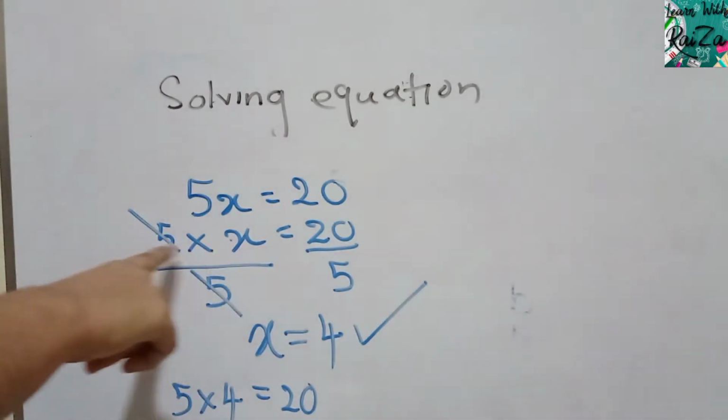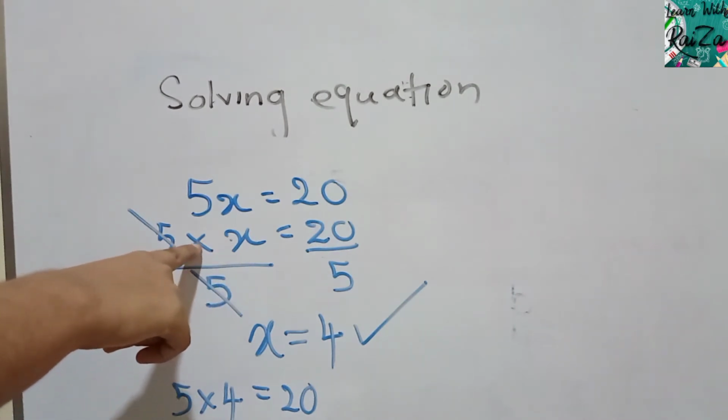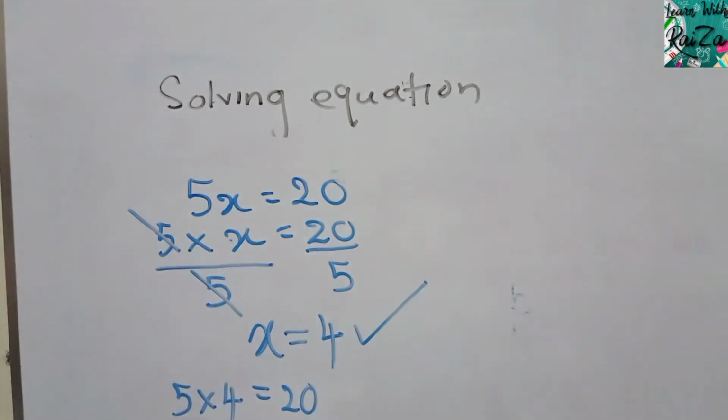So here they have been joined together by a multiplication. The opposite of multiplication is division. So to remove that, we divide both sides.